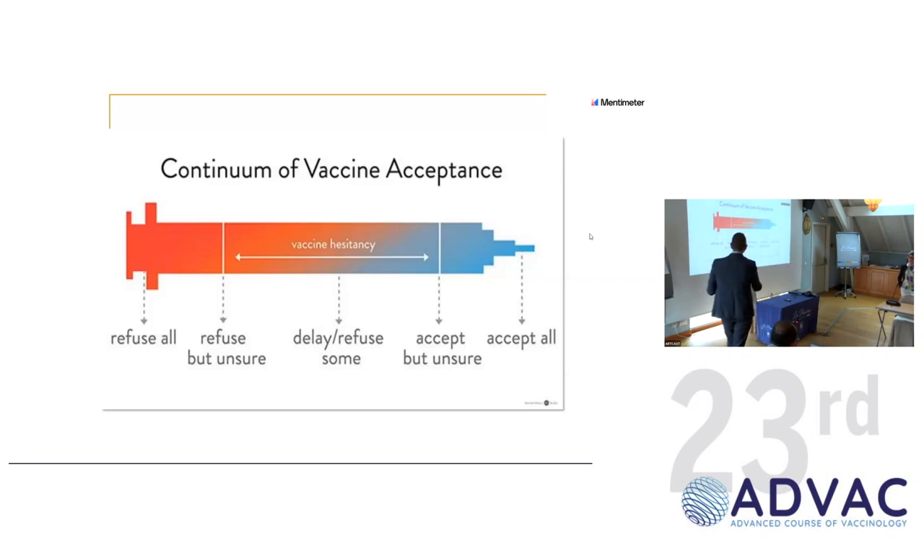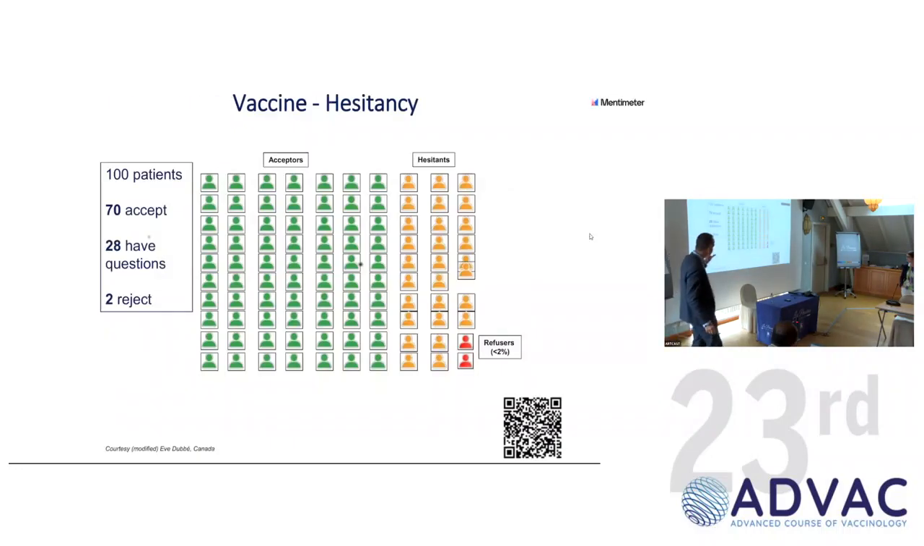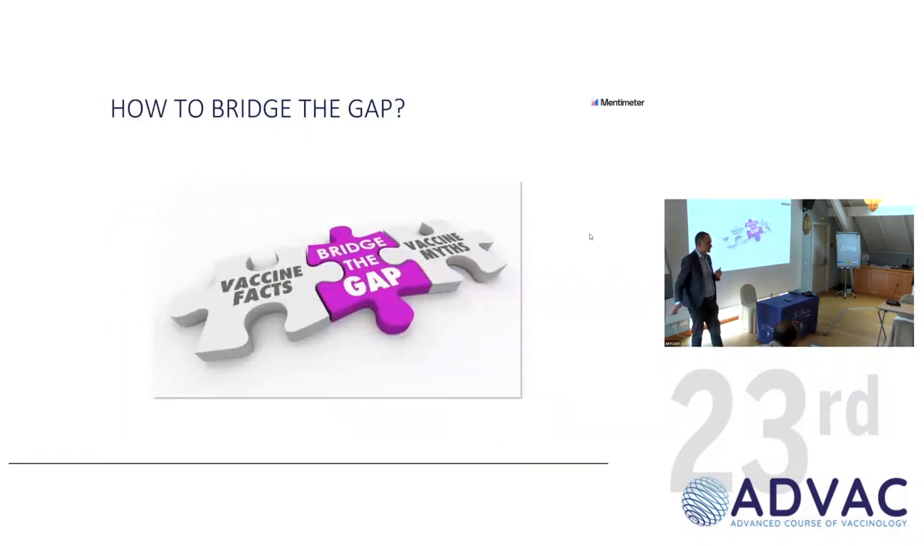But I think we can do that. So in a spectrum of 100 people, more or less, depending on the area where you do the survey, about 70 out of 100 usually accept. About 30% are what we call hesitant. But again, only one or two of these people are anti-vax, who are really against. So it's very important to define who's who and how we can respond and react to this patient. And that's basically what you said.